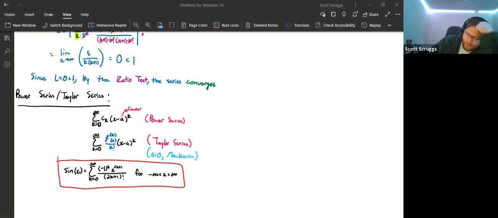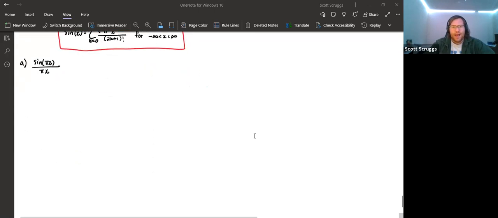So step 1, or part A, we're now going to determine the Maclaurin series for sine of pi x divided by pi x. Now, because Taylor series are power series, properties of power series do come into play here. And I'll write down the properties that I need to get this problem done.